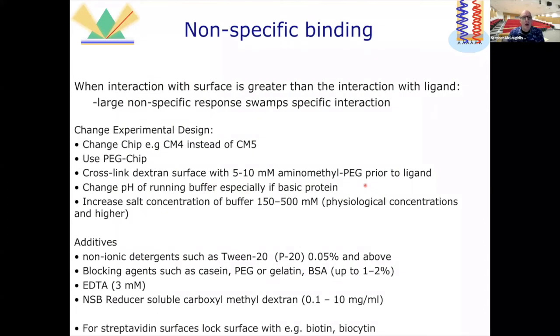Okay, so if we do get non-specific binding, then what can we do about it? Well, you could change the chip. You could use a different type of dextran chip. You could use a PEG chip, or cross-link the surface with PEG. Change the running buffer, the pH, or the salt concentration. You could put in additives such as detergents, Tween, or blocking agents such as casein, PEG, gelatin, or BSA.